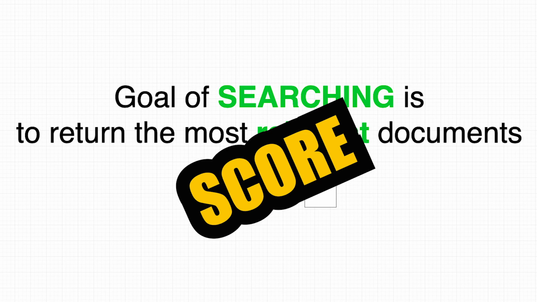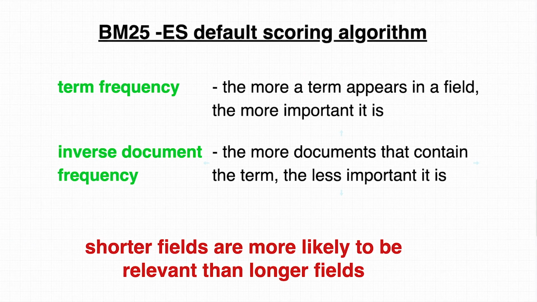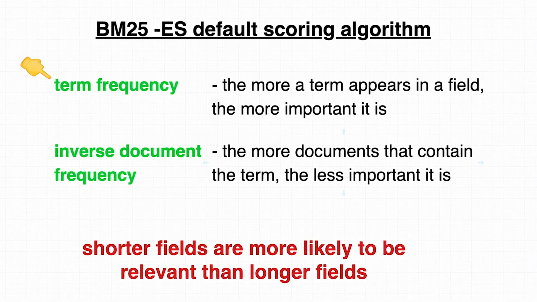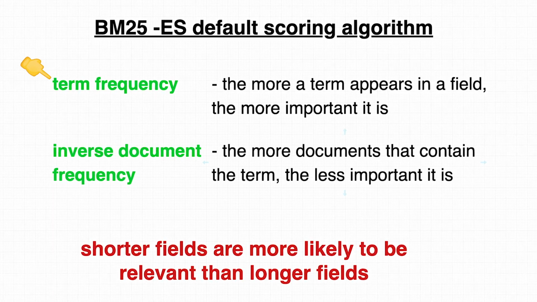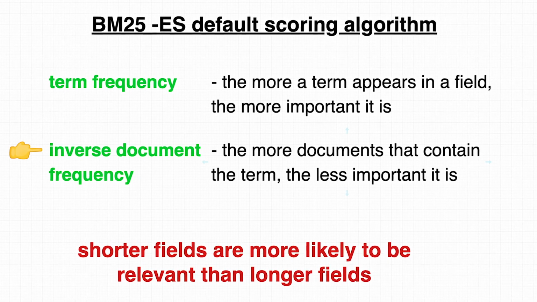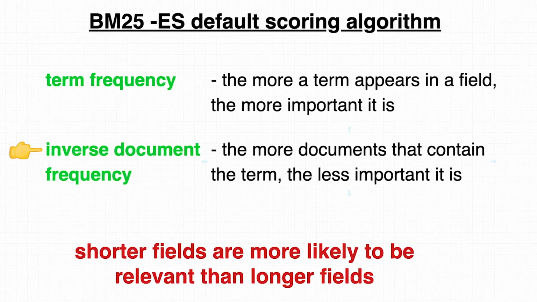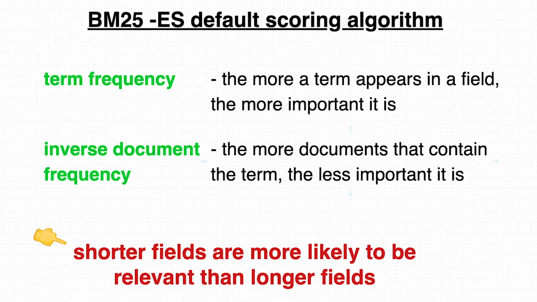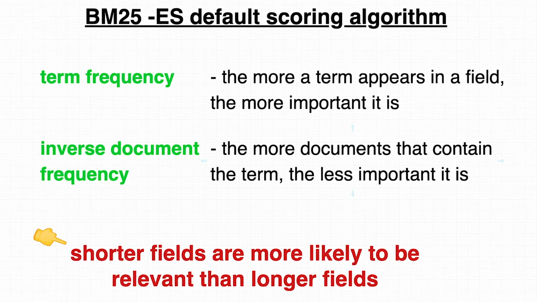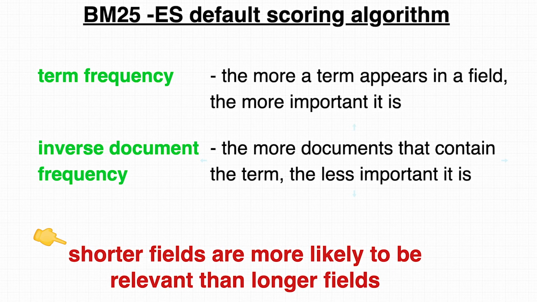The default scoring algorithm used in Elasticsearch is BM25, which ranks documents' relevance based on three overarching criteria. Term frequency, which says that the more a term appears in a field, the more important it is. Inverse document frequency, which says that the more documents that contain the term, the less important the term is. And lastly, shorter fields are more likely to be relevant than longer fields. Overall, just keep these three things in mind when we're doing our searching.